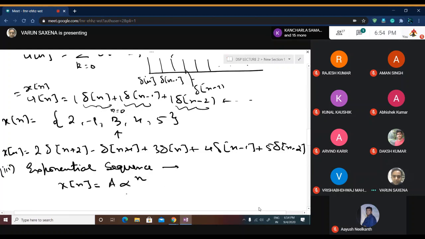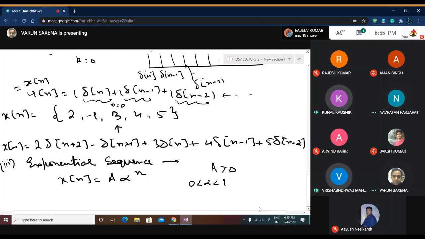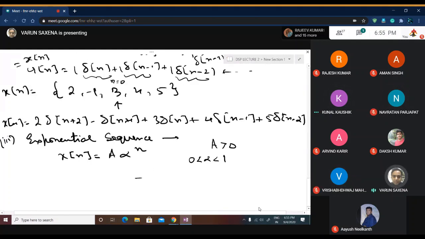So tell me now, let us say that a is greater than 0, some positive value, and alpha lies between 0 and 1. Then can you tell me how this sequence would look like? Yeah, so it will be something like this. It will probably just go down like this. Right? This is 0 and this is n. What will happen on the negative n side?